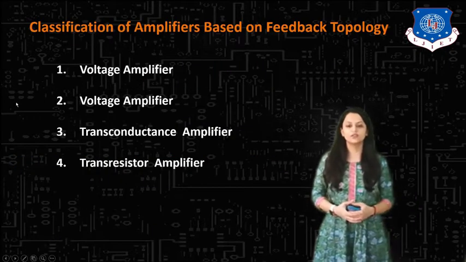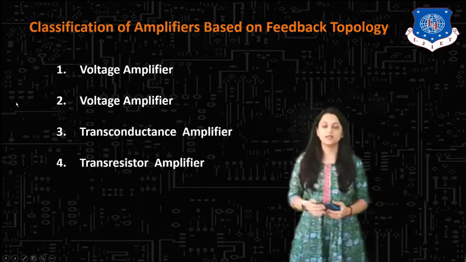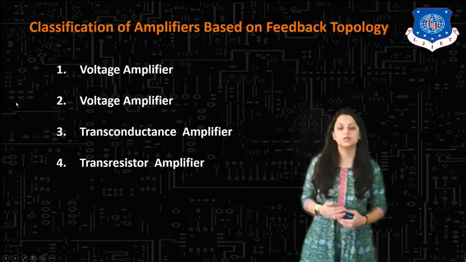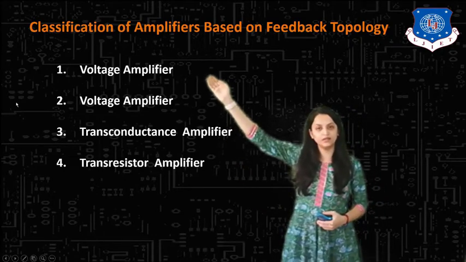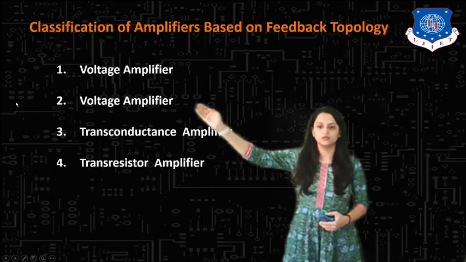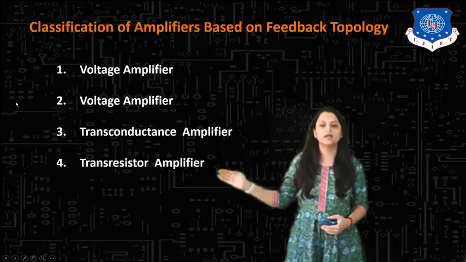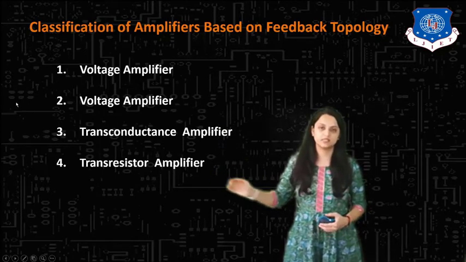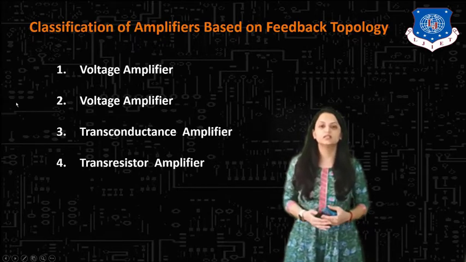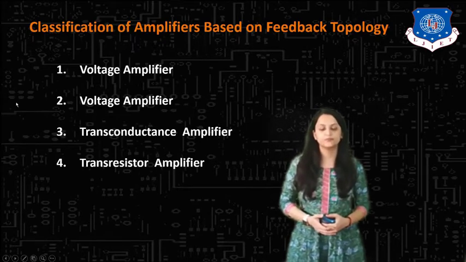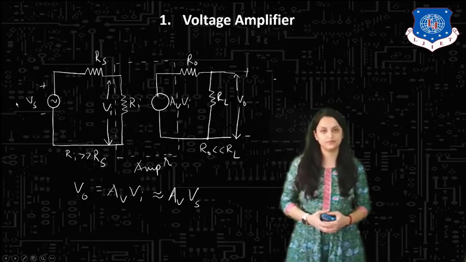So let us see first one, classification of amplifier based on the feedback topology. Let us see which are the classifications based on the feedback topology. So first one is voltage amplifier, second one is current amplifier, third one is transconductance amplifier, and the fourth one is transresistance amplifier. So based on the feedback topology, these are the main four classifications. Let us see first one, that is voltage amplifier.